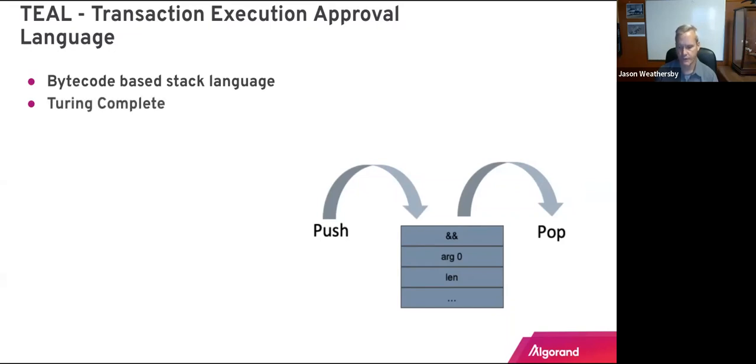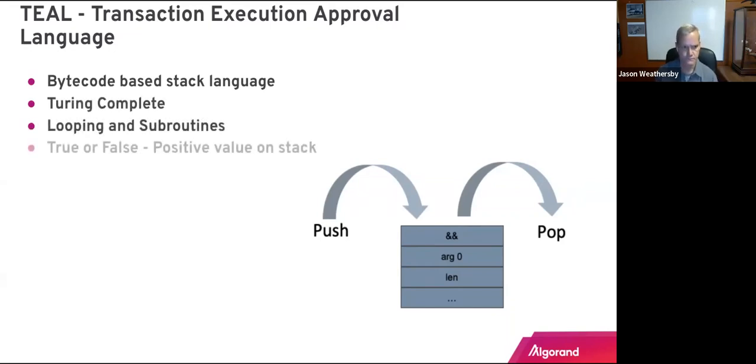It's Turing complete. What all that means is that you can do looping and subroutines. And its primary purpose is to return true or false. How does it determine that? Well, at the end of a program run, if you have one positive value on the top of the stack, it'll return true. If you have a 0, it will return false. The stack itself takes integers and byte arrays. Those are the only 2 things that it operates on the stack, and you'll see that when I debug and show you an example of this.